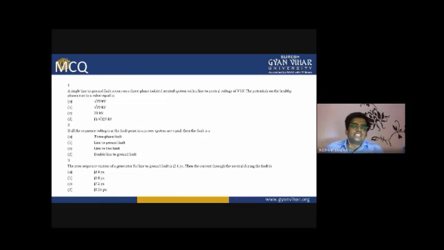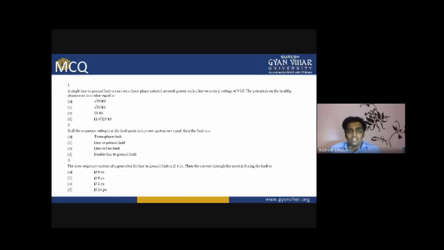The very first question says that a single line to ground fault occurs on a three-phase isolated neutral system with a line to neutral voltage of V kV. The potentials on the healthy phases rise to a value equal to root 3 V kV, or 1 by root 3 kV.